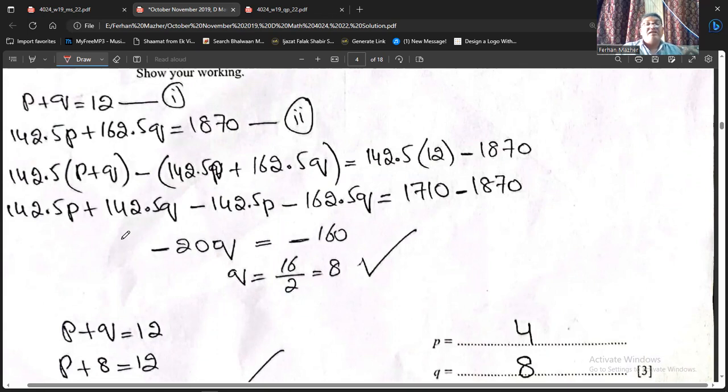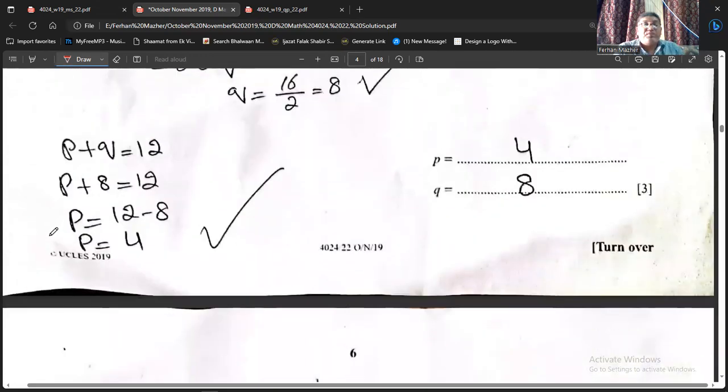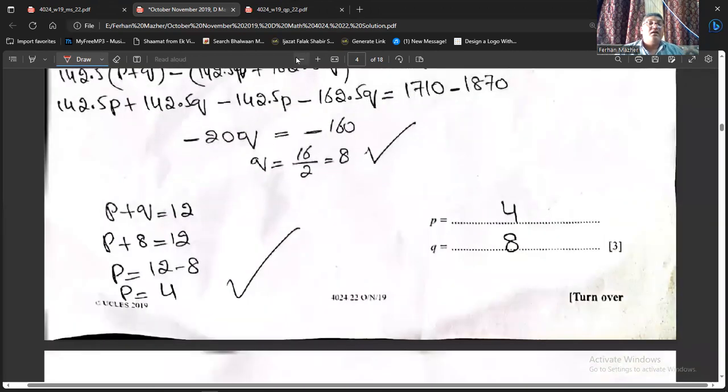So you will have minus 20q equals minus 160. So q will be equal to 160 divided by 20, and that is equal to 8. So now you know the value of q. We will just use the first equation. p plus q is equal to 12. So p plus 8 is equal to 12. So p will be equal to 12 minus 8, and p will be equal to 4. The p is 4 and the q is 8.